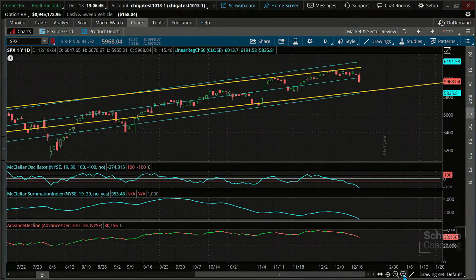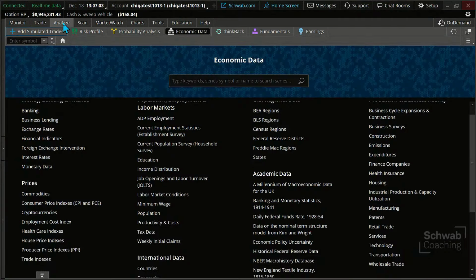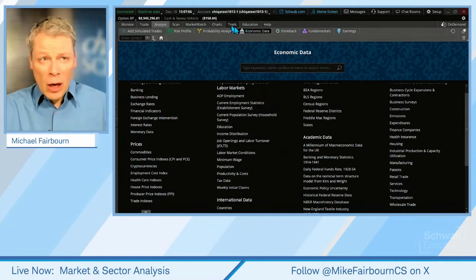Okay. I wanted to point that out because we are selling a little bit off after the Fed did announce a rate cut of 25 basis points. We'll look at some of the sectors here in just a second that are more interest rate sensitive. But as we do that, I wanted to point this out to you on FRED. So this is FRED. You can get to FRED by going to the Analyze tab and Economic Data.